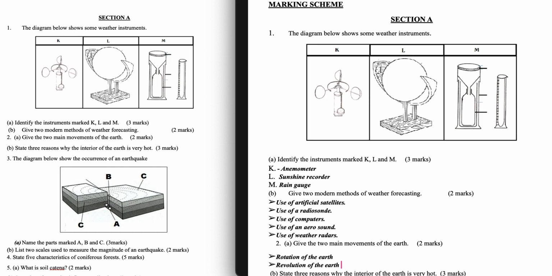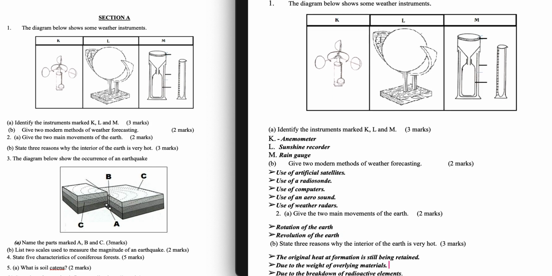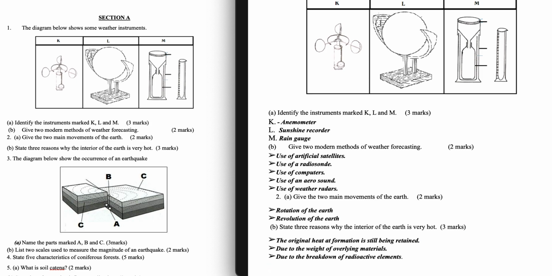Question 2b. State 3 reasons why the interior of the Earth is very hot. The original heat at formation is still being retained due to the weight of overlying materials, due to the breakdown of radioactive elements.